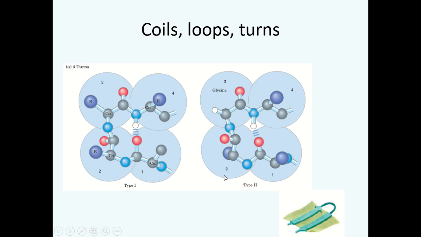Other important secondary structure elements include turns, loops, and coils. Turns are the regions which are typically made up of around 4 amino acids, and turns produce a sharp kink, a sharp bend in the polypeptide backbone. So you can see that this is a polypeptide backbone running here, and then these 4 amino acids produce a kink, a bend in the structure of this protein. This is another type of a turn shown here.